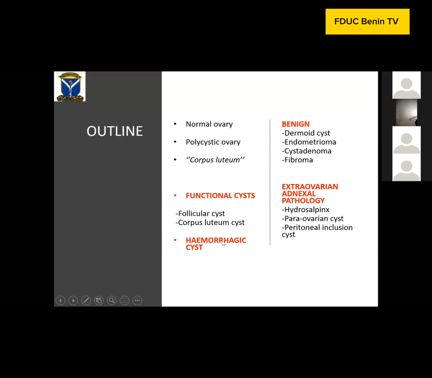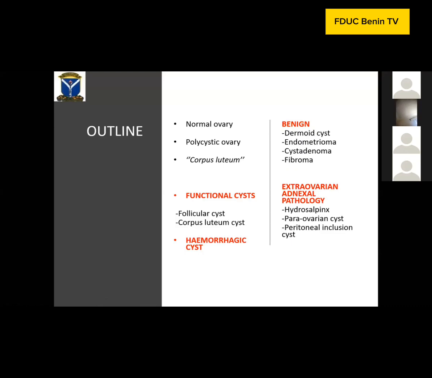And these cysts can resolve without treatment. Then we look at the benign cysts: dermoid cysts, endometrioma, cystadenoma, and fibroma. Well, fibroma cannot be said to be common, but since it's the commonest solid benign tumor, to me it's common.